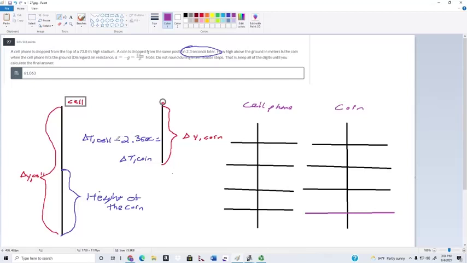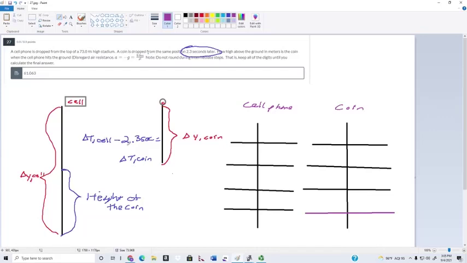You're going to subtract from that number whatever time is given basically right here. That's the amount of delay time. In other words, the cell phone was falling for that many seconds before the coin was dropped. So when you think about it, if you subtract that number from the time it takes for the cell phone to drop all the way to the ground, then the amount of time that's left for the cell phone to fall to the ground would then be the number you have for the coin, if that makes sense.